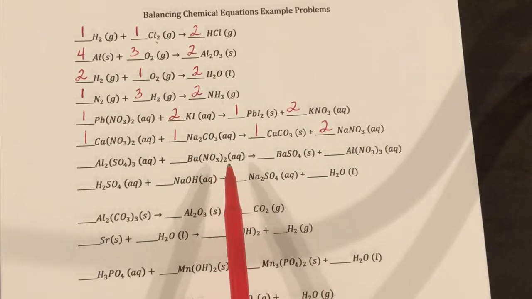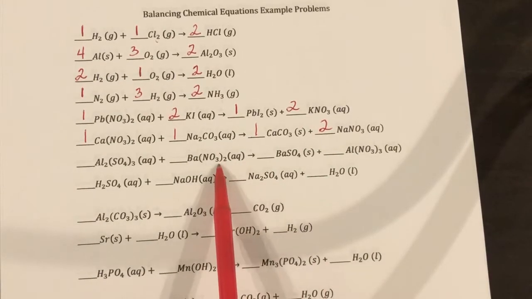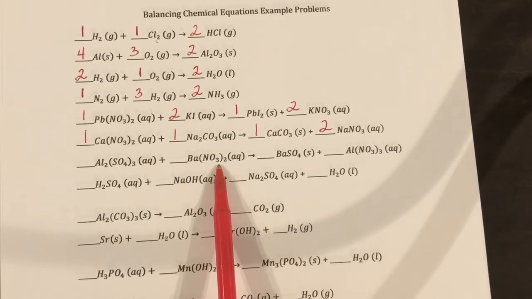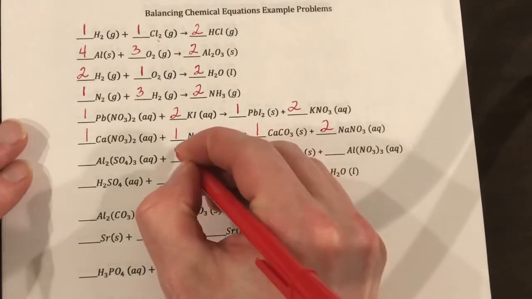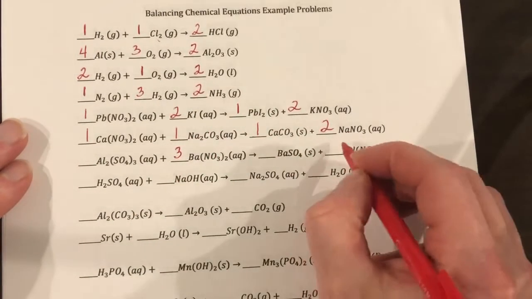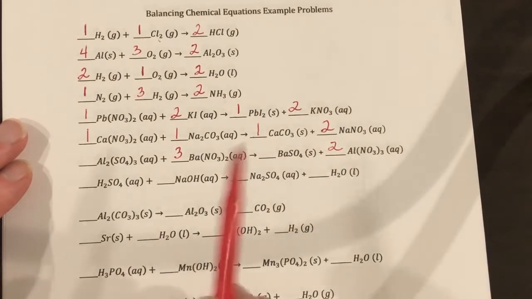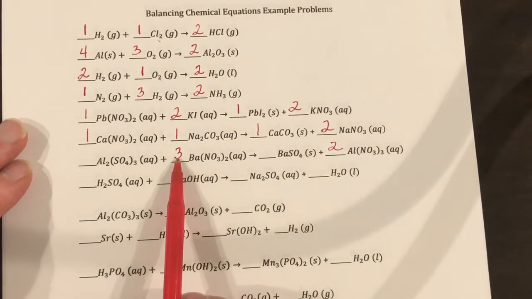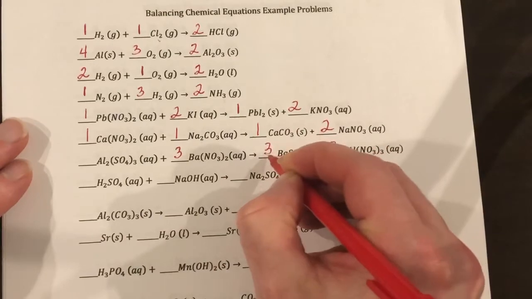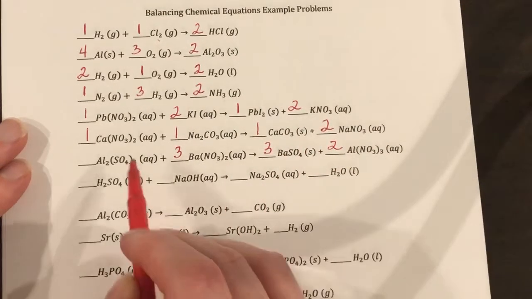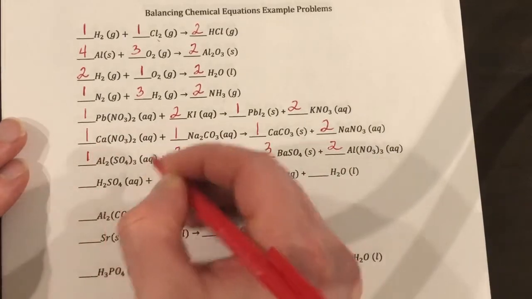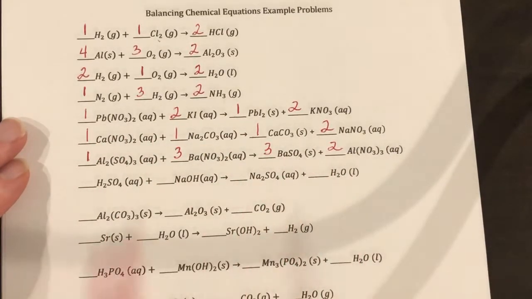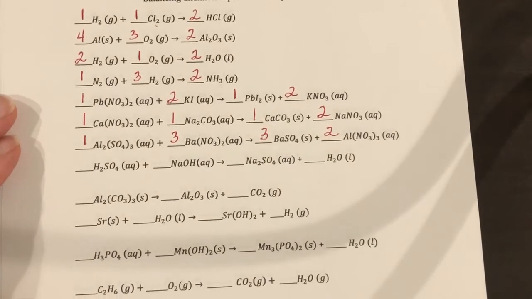So, next example. We have 2 nitrates on this side, NO3 is nitrate, and we have 3 nitrates on this side. So the least common multiple between 2 and 3 is going to be 6. So we're going to put a 3 right here, and a 2 right here. Now, that changes my Ba's. 3 Ba's, 3 Ba's, 3 SO4s, 3 SO4s, 2 Al's, 2 Al's, 3 SO4s, 3 SO4s. So everything should be balanced.